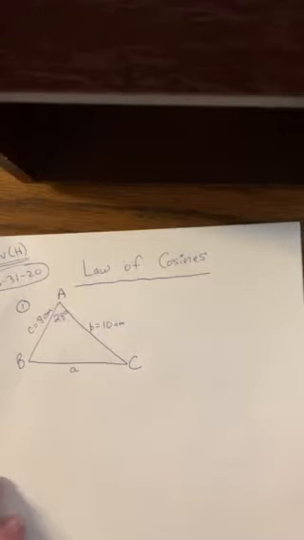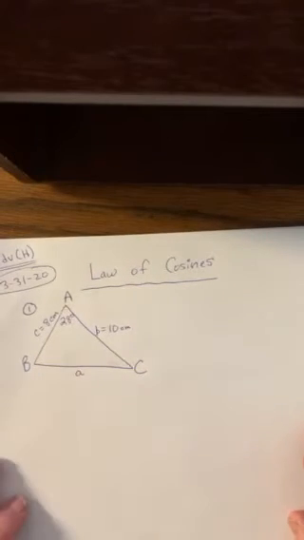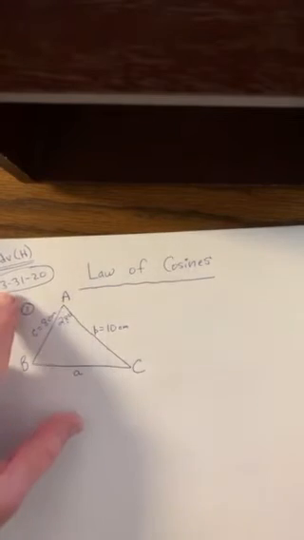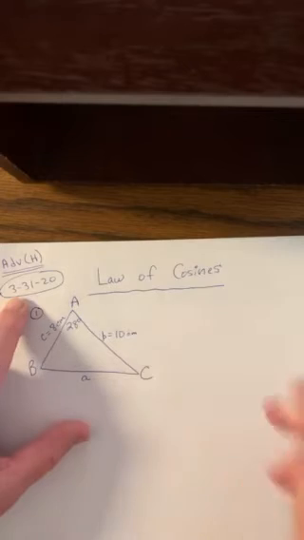Just as I suggested yesterday, have a piece of paper out on your desk, wherever you're at, phones away, everything else off to the side, focus and pay attention. This should be about a 15-minute little video clearly explaining the law of cosines. So 3/31 is the date in the top left corner. Law of cosines is the title of your notes.